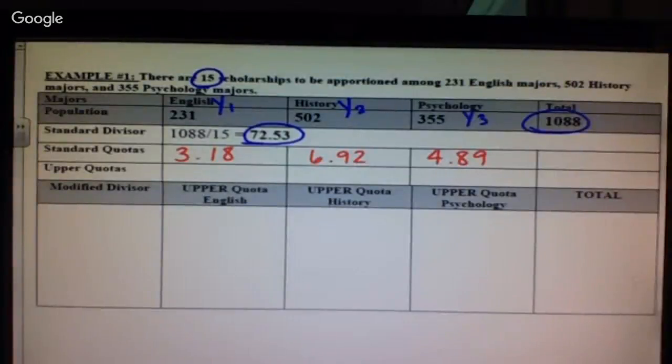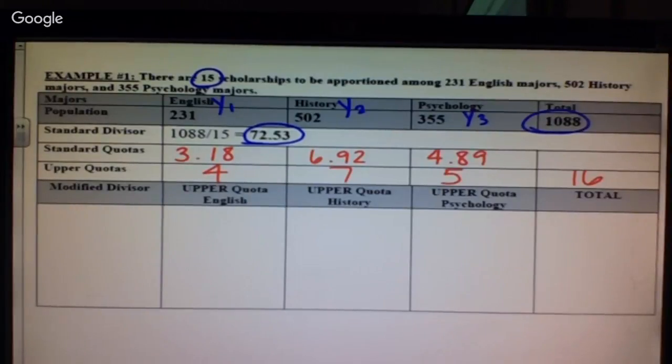We now need upper quotas. So no matter what the decimal is, we round up. So 3.18 gives me a 4. 7, 5, 16. Okay, so that's going to give us a grand total of 16.